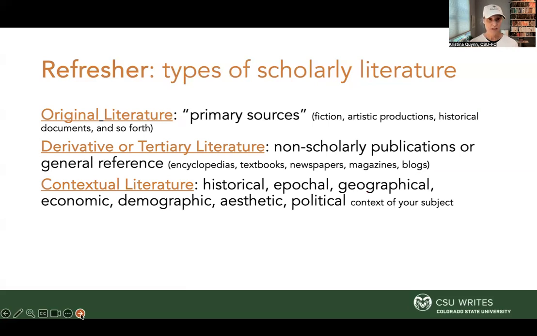There's contextual literature, and that's historical or may have to do with the geographical, economic, demographic, or political context of your subject. Some of that may come from newspapers, if you're giving some context or layout for the politics of your field. But that contextual literature could also be .gov websites or data or other things like that.